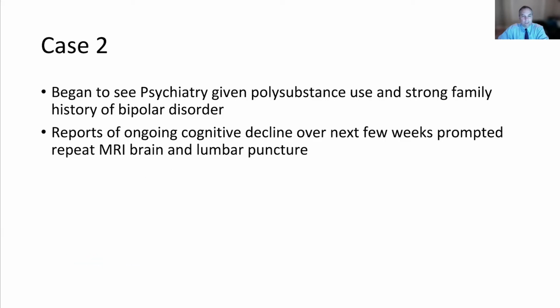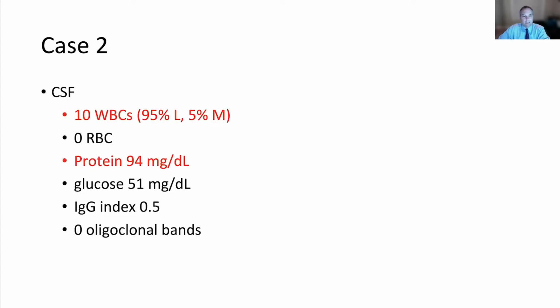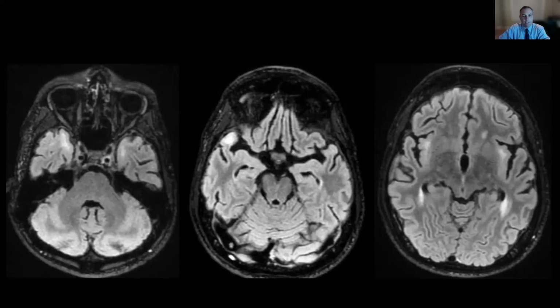So he followed up with psychiatry, but then it was noted that he had ongoing cognitive decline over the next few weeks, which prompted another MRI and spinal fluid exam. This time he did have frank inflammation in the spinal fluid with an increased number of immune cells, and his MRI showed new diffuse cerebral atrophy, as well as more confluent white matter changes in the insula, in the anterior temporal lobes here.